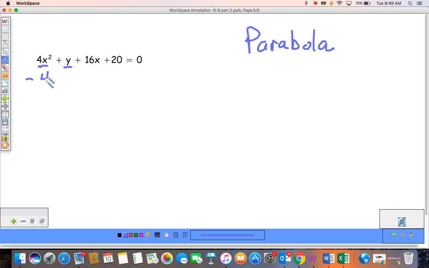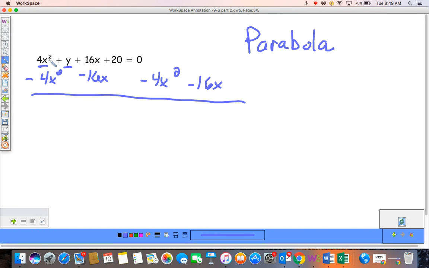We're going to first do some moving. So I'm going to subtract 4x squared over here. And I'm going to subtract this 16x. So I'm going to move the x's, the variables that are quadratic, to the right side. And then over here, I'm going to have y plus 20. Yes, I'm going to leave that 20 there, because on the right side now is where I'm going to complete the square, which is what I have left: 0 minus 4x squared minus 16x.